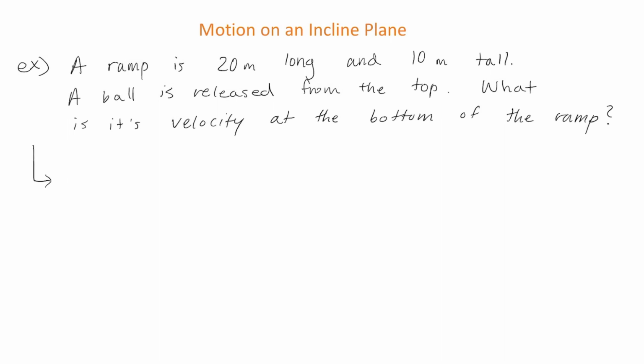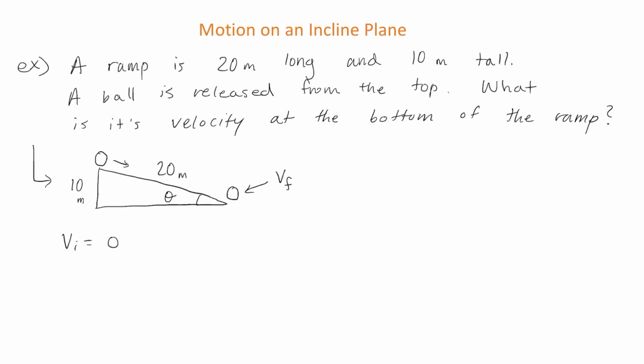So in this question, we have a ramp that is 20 meters long and 10 meters tall. And we know this is an inclined plane, so it'll also have some angle. And what happens is a ball is released from the top, and we want to know what is its final velocity at the bottom of the ramp. Now we know the initial velocity is 0 meters per second because the ball is just released from the top. We also know, because this is motion on an inclined plane, the acceleration is plus or minus g sine theta.